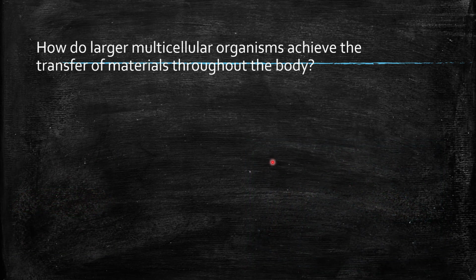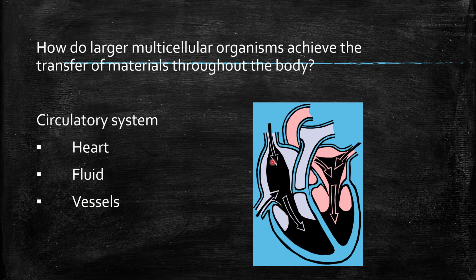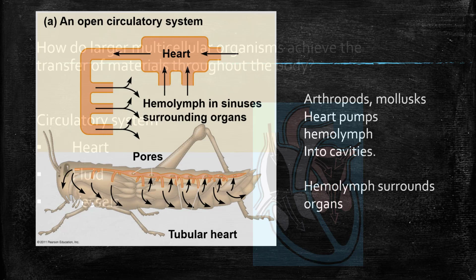What about somebody that's larger? How do we get things around? Well, that's what circulatory systems are for. And circulatory systems consist of a heart, a pump of some kind, fluid, and vessels. And that allows us to move things around inside of a more complex multicellular organism.